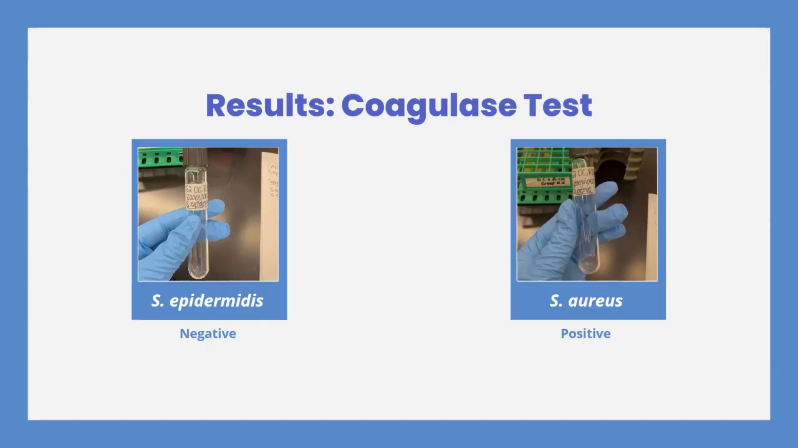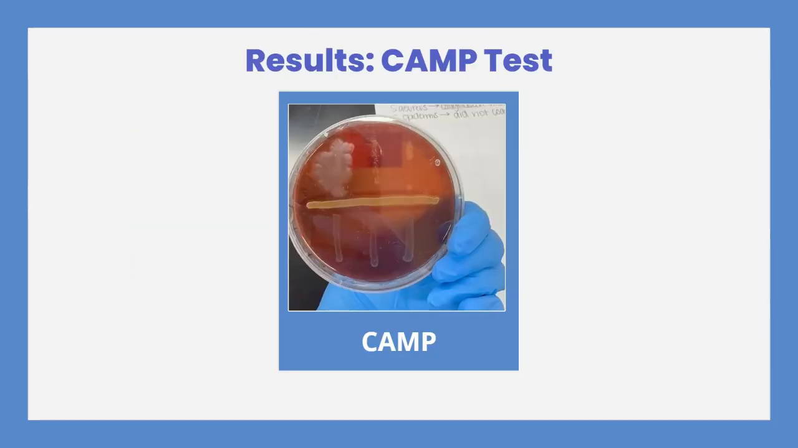This relates to pathogenicity because coagulase contributes to pathogenicity by enabling bacteria to form fibrin clots, and it'll shield itself from immune defenses and aid in abscess formation. It's a really key virulence factor for S. aureus. These are the results for our CAMP test. The bottom is the S. agalactiae, and the top one is the S. pyogenes, and the central streak is our S. aureus.